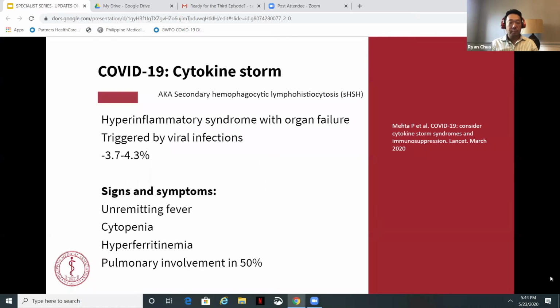Next slide, please. So one interesting phenomenon that we've noted more recently is what we call a cytokine storm. It's essentially a hyperinflammatory state with organ failure. It's typically triggered by viral infections, less than 5%, but typically includes at least fevers, low cell counts, typically the lymphocytes. And when we check the ferritin level, which is a test that we've done for so long but more recently have done a lot more, typically the ferritin level is in the hundreds, but typically in the thousands if it's an honest-to-goodness cytokine storm. And a lot of these patients will have pulmonary involvement.